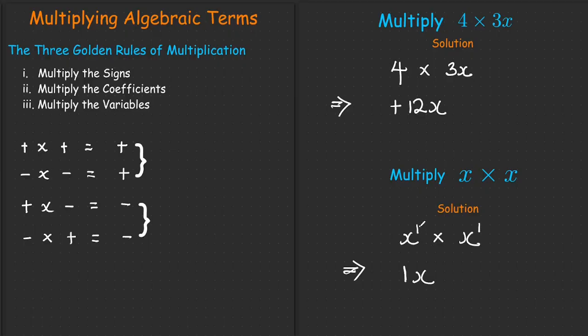Whenever we are multiplying, we add the indices or the index. 1 plus 1. So that we now have x to the power 1 plus 1, giving us what? 2. So x times x then gives us what? An x squared. Very simple. These are the basic ones you would ever get. That is a number multiplying an algebraic term, then a variable multiplying a variable. Let's now apply these two together. That is multiplying a term by a term.